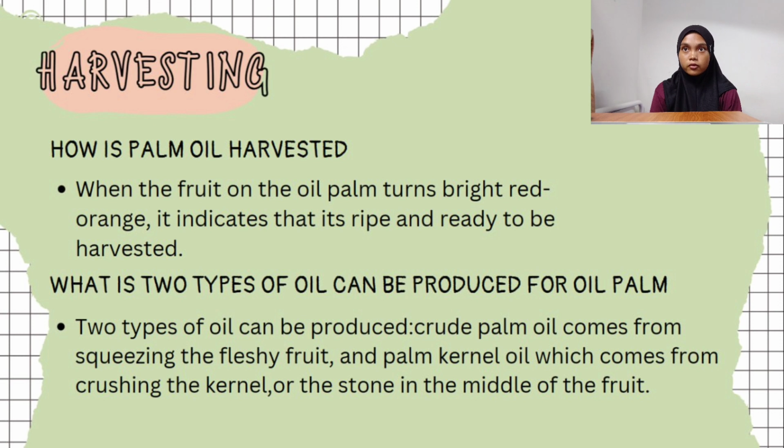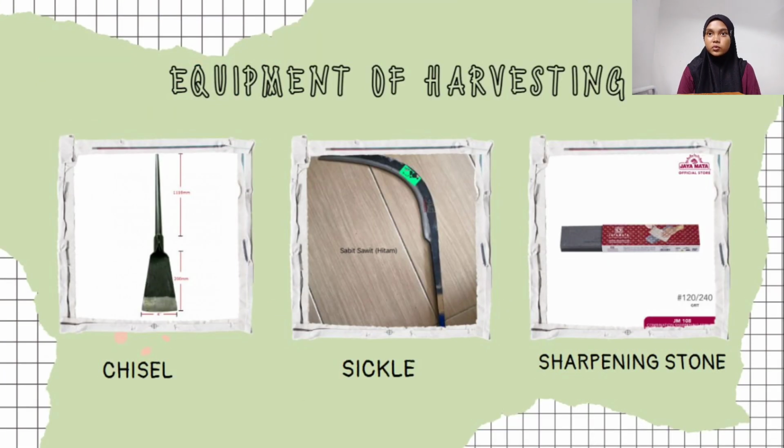What two types of oil can be produced from oil palm? Crude palm oil comes from squeezing and pressing the fruit, and palm kernel oil comes from crushing the kernel, or the stone in the middle of the fruit. Next is the equipment of harvesting: chisel, sickle, and sharpening stone.